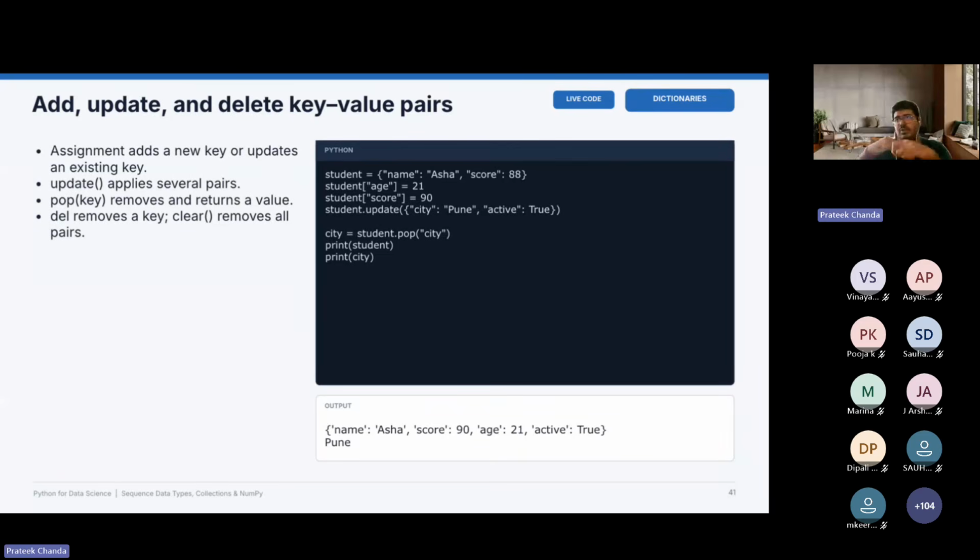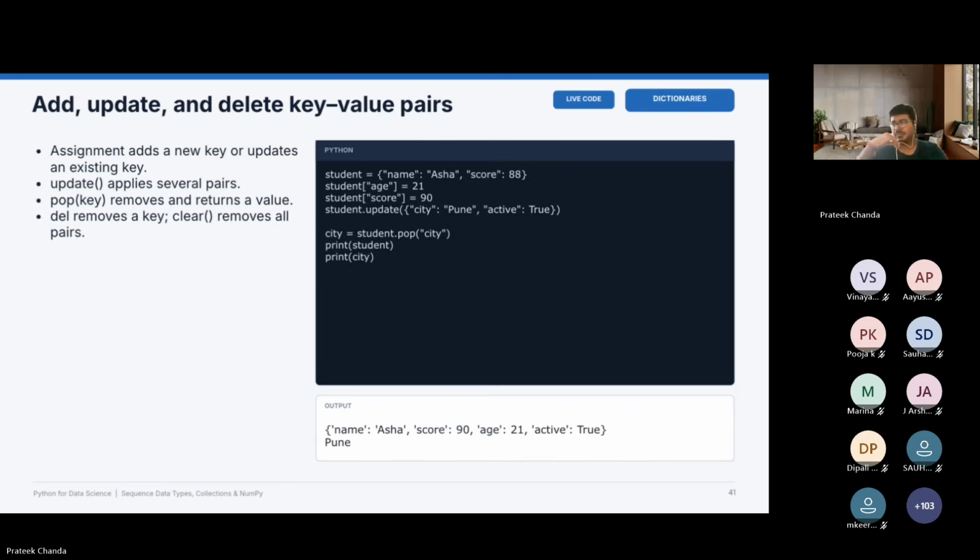Now, for example, I want to remove or delete a particular item. For that, I can just use pop with the corresponding key name associated with it. So I want to delete city Pune from the items here. So I can just do pop city. It removes the key as well as the corresponding value associated with it. You can also use the del operator, which removes the key. And lastly, you can use clear, which removes all the pairs and gives you back an empty dictionary.